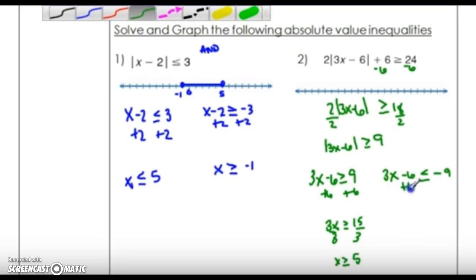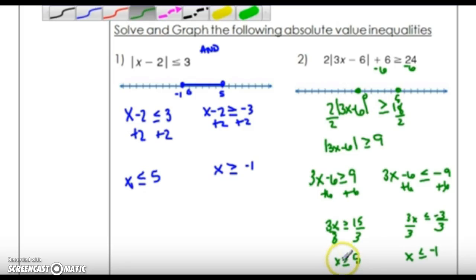And then over here, solve this one. So 3x is less than or equal to -3. Divide by 3. So x is less than or equal to -1. So on our number line here, let's just set 0 there. So -1 is going to have a solid circle, and then 1, 2, 3, 4, 5. There's 5. And they're going to go opposite directions.